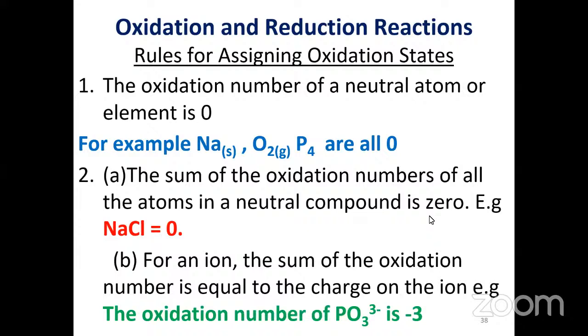For an ion, the sum of the oxidation numbers is equal to the charge on the ion. For instance, the phosphate ion, PO3 3-, the oxidation number on this ion will just be the charge on the ion. The charge on this ion is -3. So the oxidation number of the PO3 ion is -3. So just look at the charge on the ion. That equals the oxidation number on the ion.